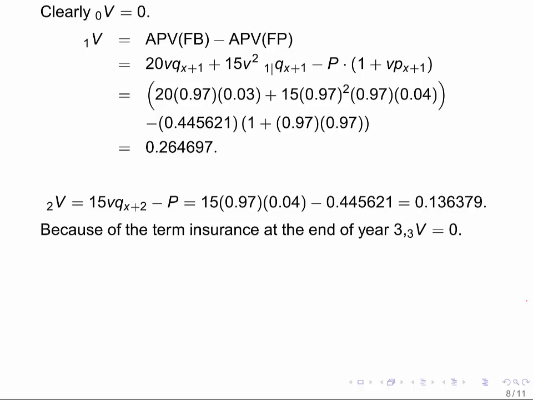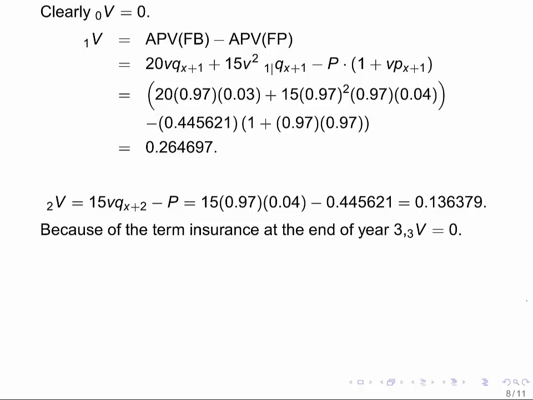Now let's look at the reserves. So let's start from time 0. At time 0, the reserve is 0. Because the prospective reserve is just the difference between the APV of benefits and APV of premiums. And because premiums are determined by the equivalence principle, at time 0, the difference between these two is 0.